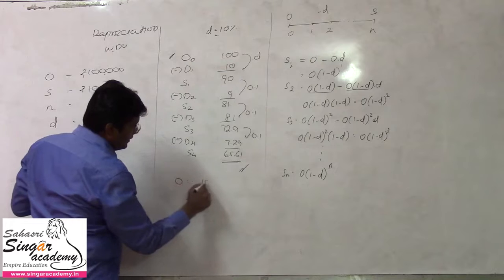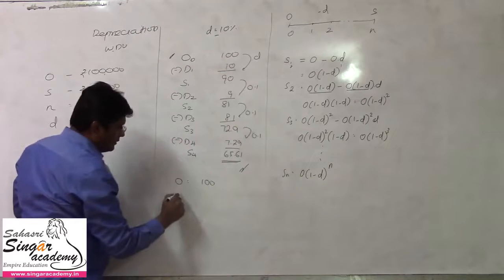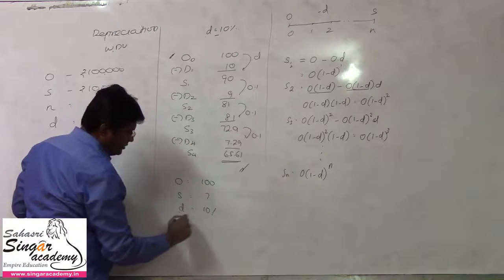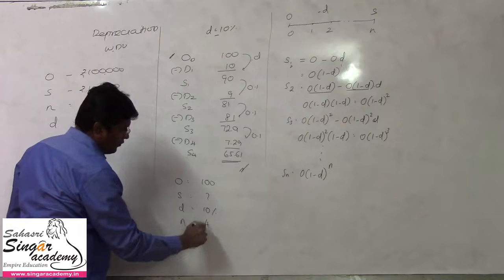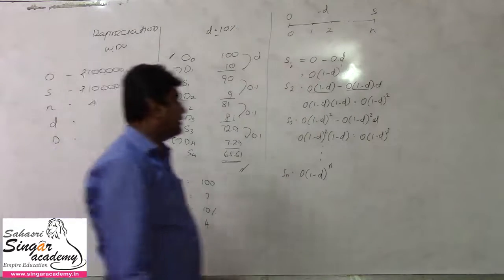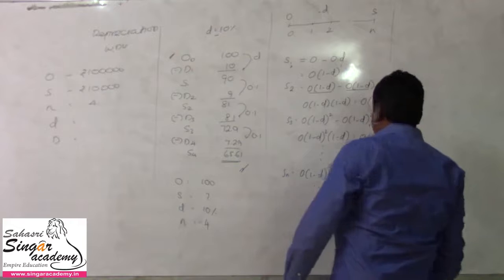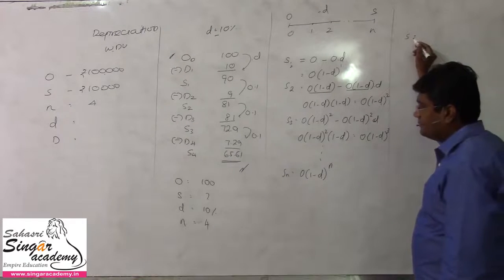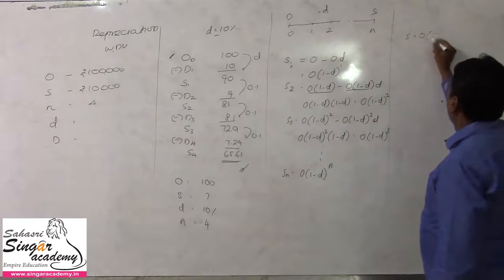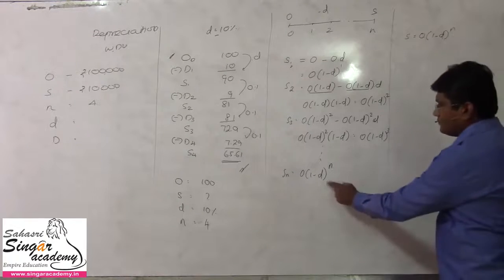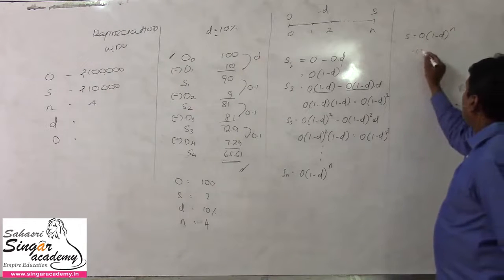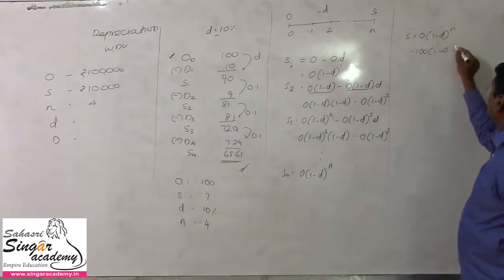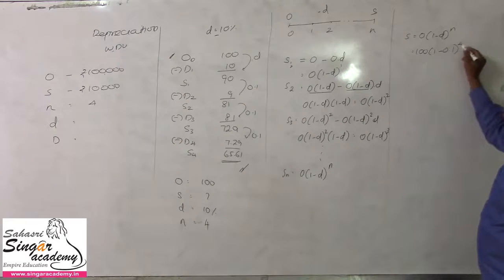O is 100. What is S, with the rate of depreciation being 10% and the number of years 4? So how do we directly find S? Using the same formula you can get the answer easily. So S is equal to O into 1 minus D to the power N. Here O is 100 into 1 minus D, 10% is 0.1, to the power N, to the power 4.